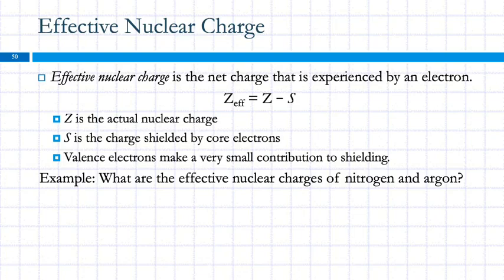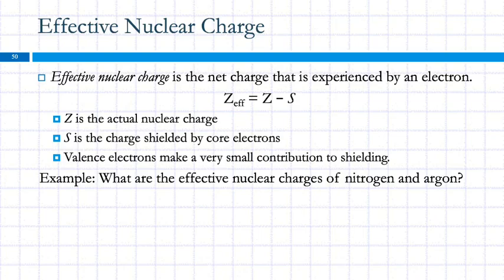There is a more precise equation for estimating effective nuclear charge, but this is good enough for us. The effective nuclear charge is the actual nuclear charge, the atomic number, minus the number of core electrons. So it's shielded by the core electrons, so you subtract the number of core electrons. Now, do valence electrons shield each other? They do, but it's a very small contribution, so we're going to ignore it, right? Love it when you can ignore difficult things.